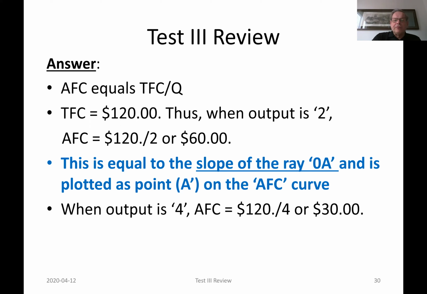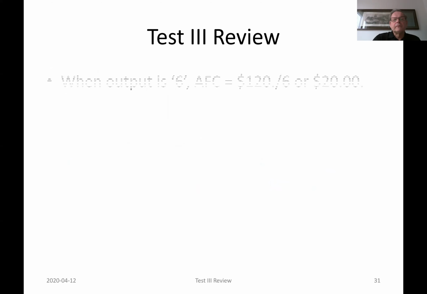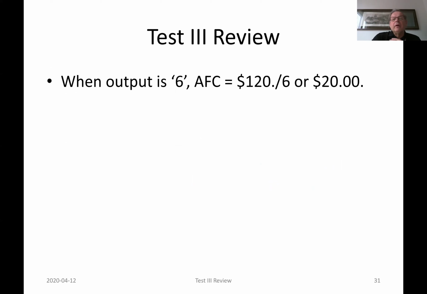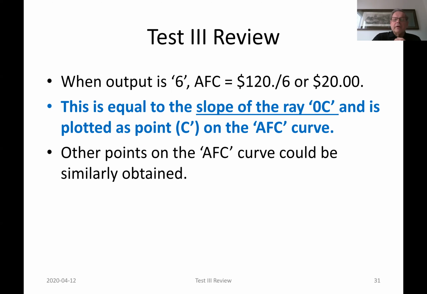When we have an output of 4, the average fixed cost is 120 divided by 4, which is 30. And this is equal to the slope of the ray 0B, which is plotted as point B prime on the average fixed cost curve. When the output is 6, our average fixed cost is 120 divided by 6, which is 20. And this is equal to the slope of the ray 0C and is plotted as point C prime on the average fixed cost curve. Other points on the average fixed cost curve could be obtained in a similar manner.